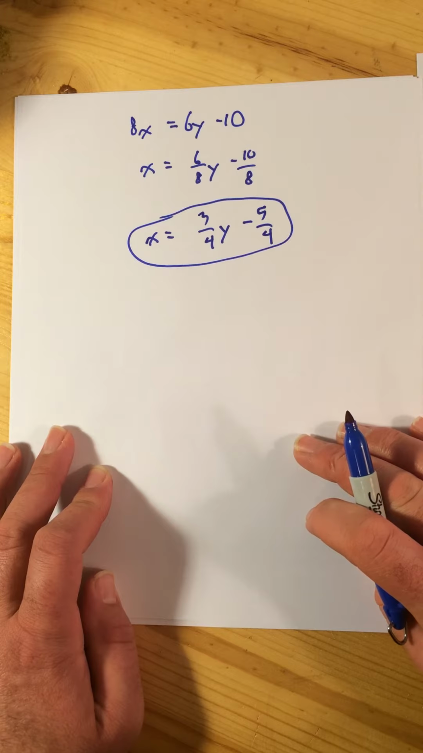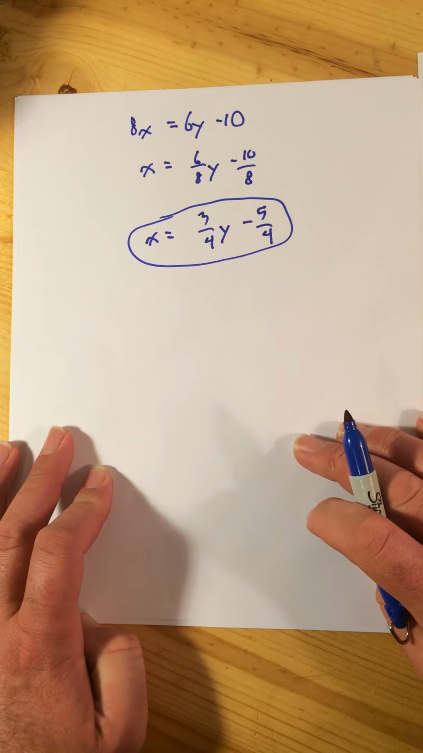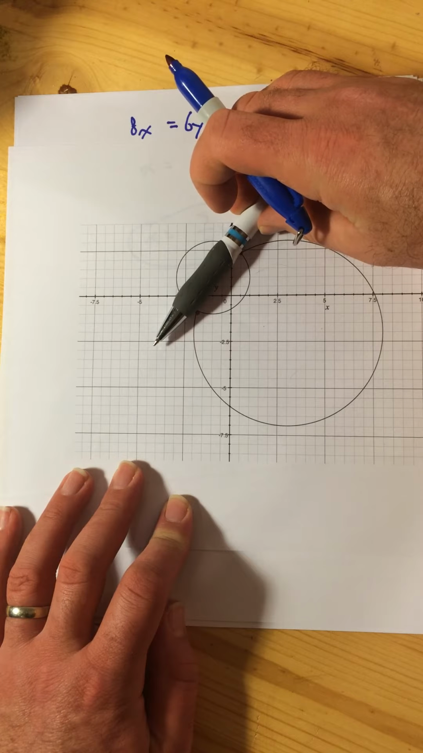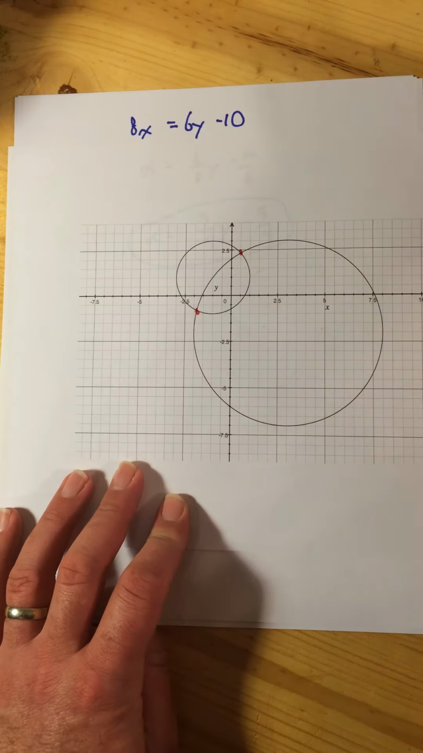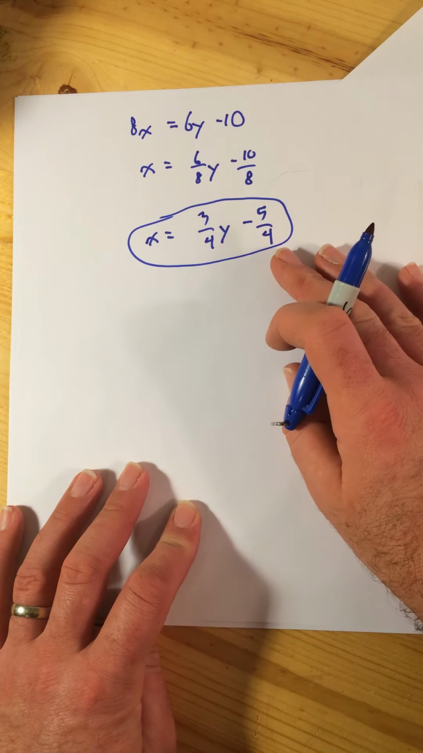We were finding the intersection point between two circles, and now what we're doing is finding the intersection point between one of these circles and this line. So where does this line show up on the graph? Well, there's a line connecting those 2 points, right? If you put a line right here that's connecting those 2 points, the equation of that line should be exactly x equals 3/4 y minus 5/4.